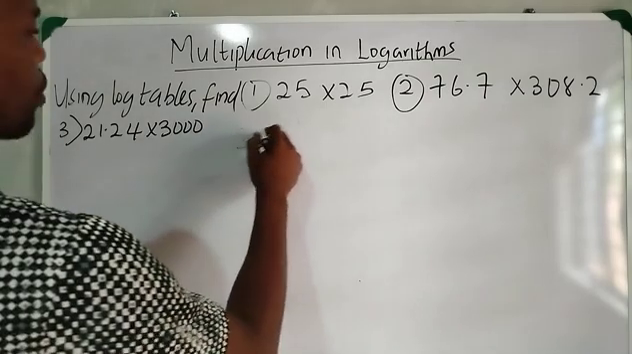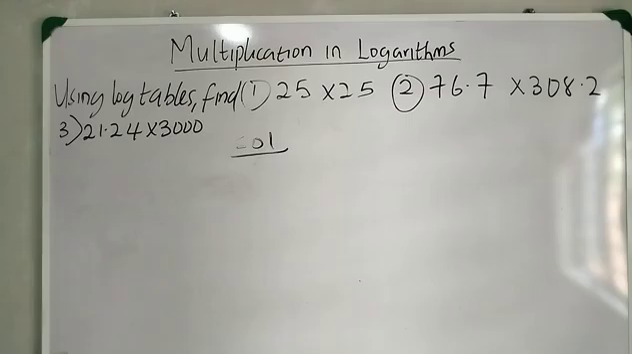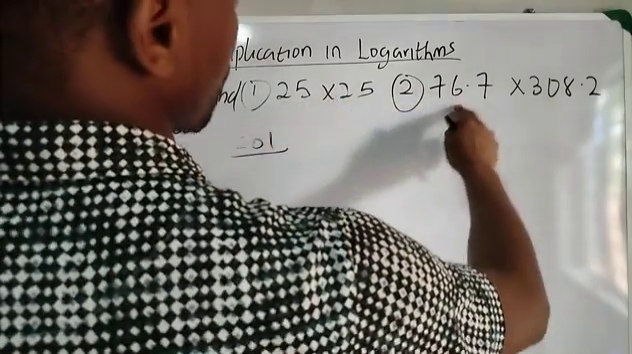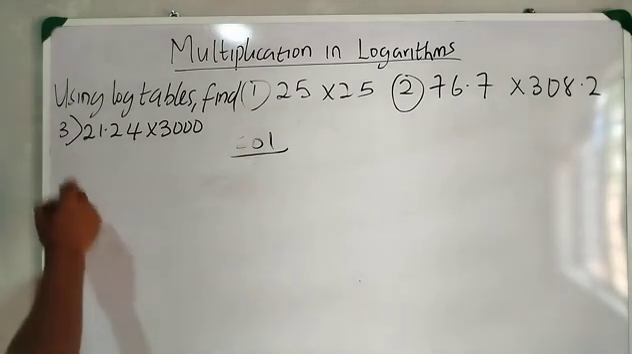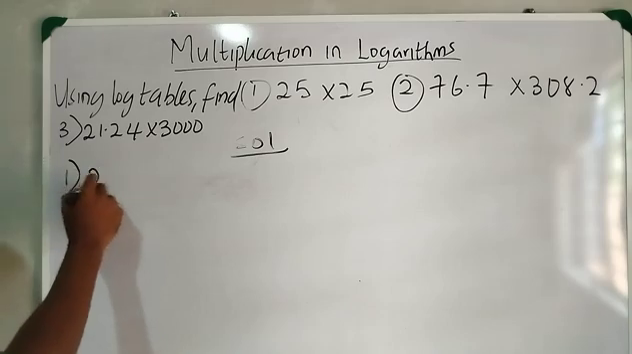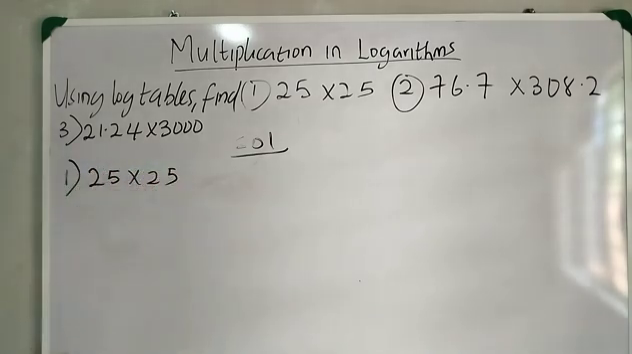Alright? So we have a question on the board that tells us to use logarithm tables to find this 25 times 25, 76.7 times this, and also this. Alright? So let us look at the first one, which is 25 times 25. Now, we can use our logarithm tables to solve this.